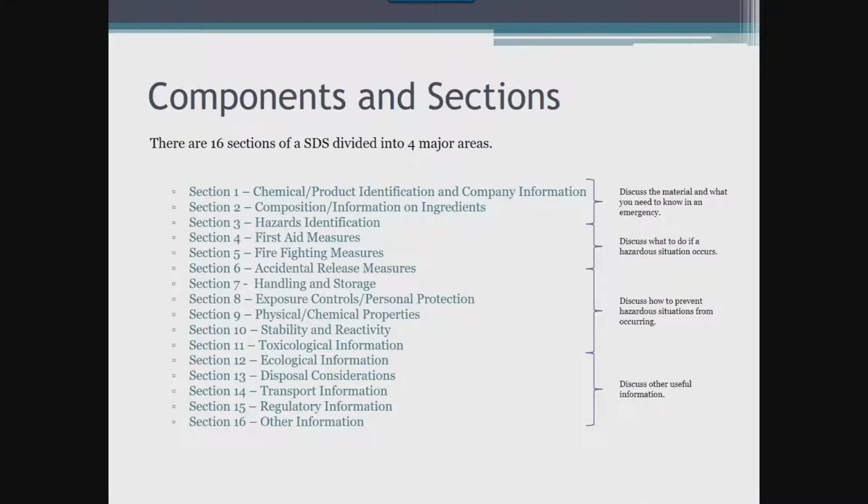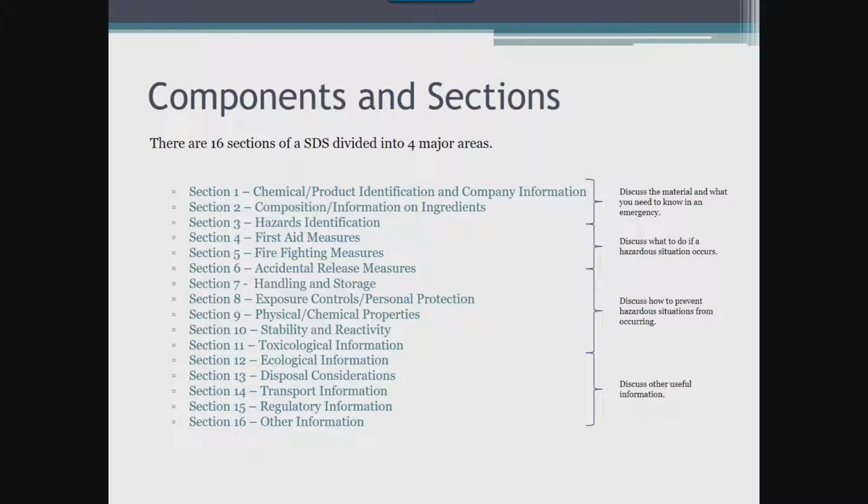So every SDS has 16 sections, which are divided into 4 major areas. On this slide, you can see the 16 sections listed. Sections 1 through 3 discuss the material and what you need to know in an emergency. Sections 4 through 6 discuss what to do if a hazardous situation occurs. Sections 7 through 11 discuss how to prevent hazardous situations from occurring. And then finally, sections 12 through 16 discuss other general useful information.